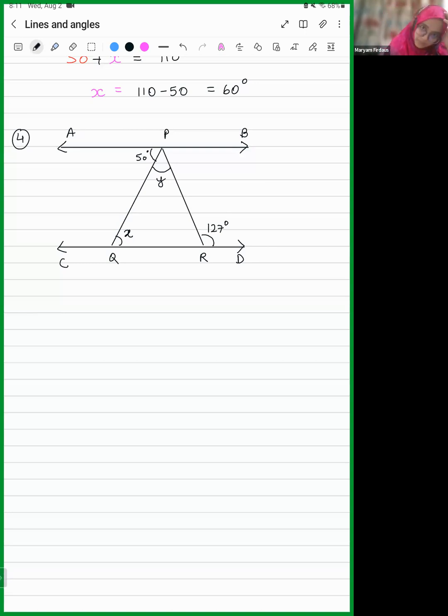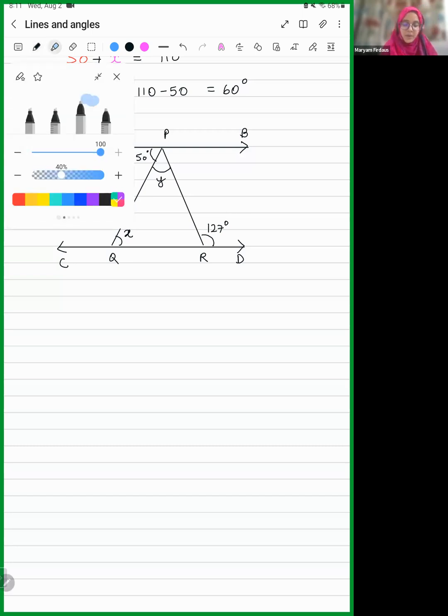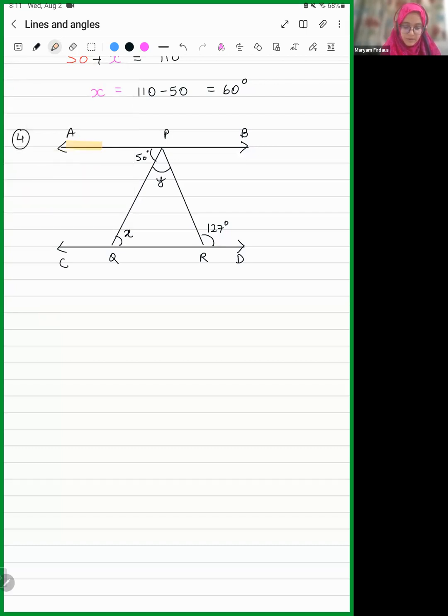First, find X. Who will tell me how to find X? Alternate angles. Alternate interior angles. Okay, fine. So this is alternate interior angles. So X is equal to how much? 50 degrees. Alternate interior angles. All right. How do we find Y now?